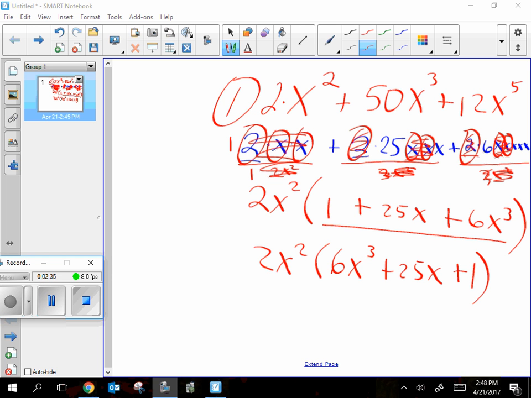So there is a typical factor problem where I can't even factor it further. I'm not going to be able to factor this part any further. It's just I found something that was in each of them. That is called their GCF.